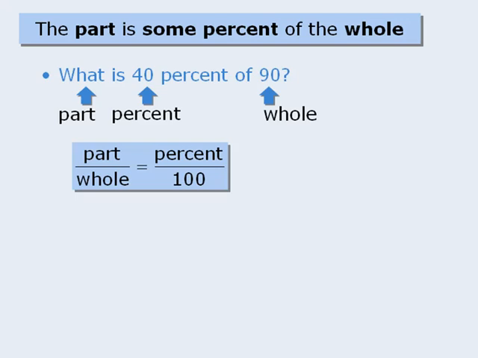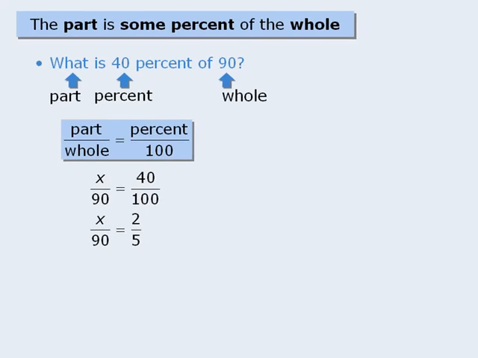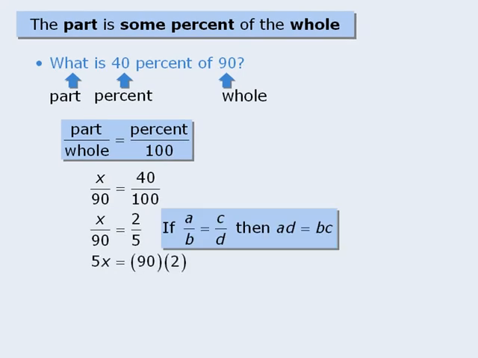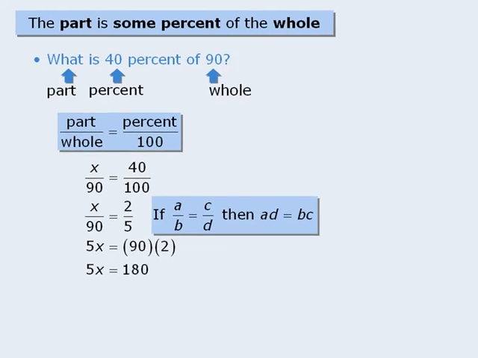Now that we have identified the part, percent, and whole, we can plug these values into the formula. The percent is 40, the whole is 90, and since we are trying to find the part, let's let x represent the part. At this point, we can solve this equation by first simplifying the right-hand side to get 2/5. From here, we can apply the following rule and cross-multiply to get the following equation. Then we will simplify the right-hand side, and then divide both sides by 5 to get x equals 36. This means 36 is 40% of 90.